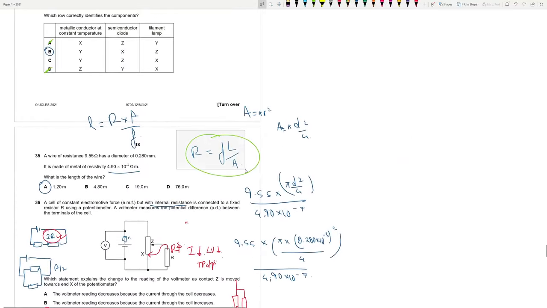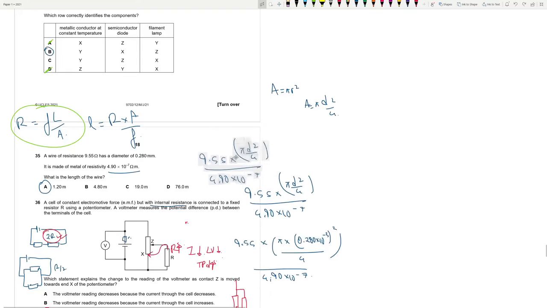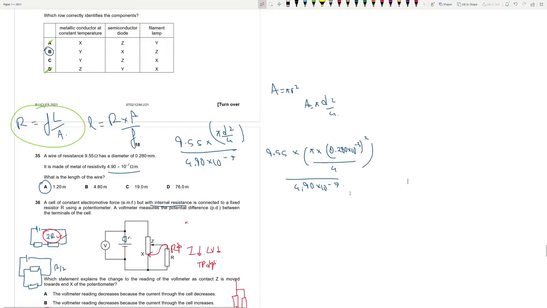Okay. So that's how we did it. Here you go. What's the answer? 0.280 into 10 to the power minus 3 whole square by 4 into pi into 9.55 divided by 4.9 into 10 to the power minus 7. That gives us a value of 1.2 meters. So the answer is A.